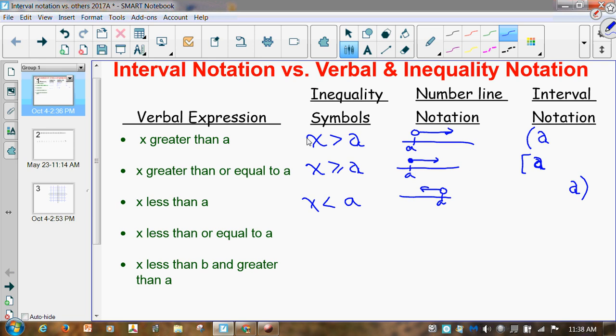And for x less than or equal to a, we would have x less than or equal to a, and on the number line again, we use a filled in circle to indicate the value is included. On interval notation, we would write our a and then a bracket, and we would have something presumably in front of that. Okay, so finally, let's get to the one where we have less than b, greater than a.